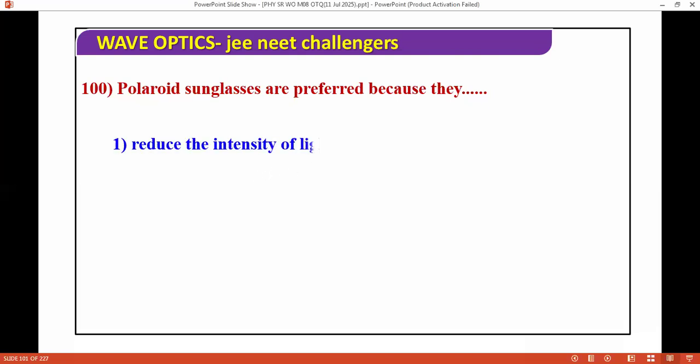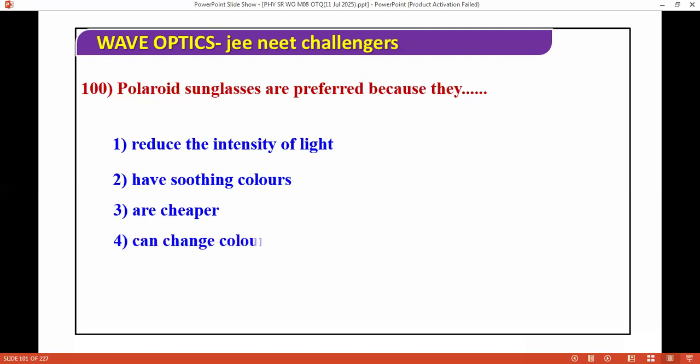The next question I have is: polarized sunglasses are preferred because they reduce the intensity of light, have some shooting colors, are cheaper, or can change colors. I think we did this question already, but again we are doing it. The correct answer is: reduce the intensity of light. Next question, I'm moving ahead.